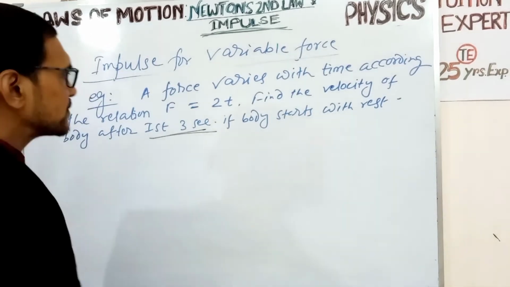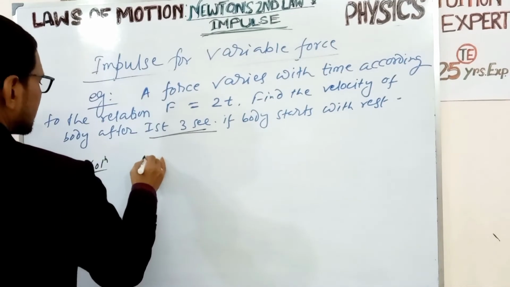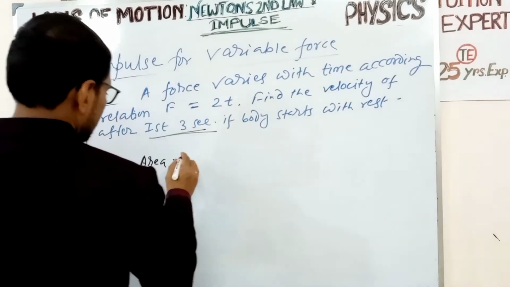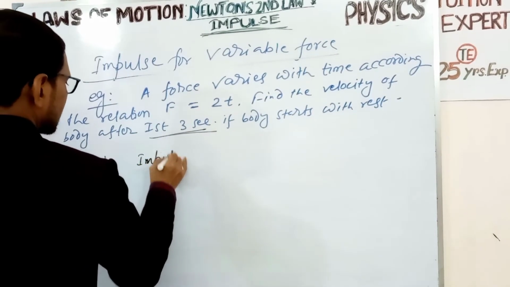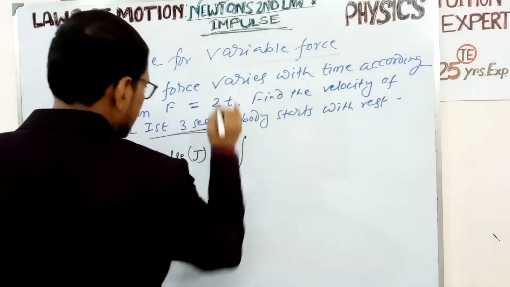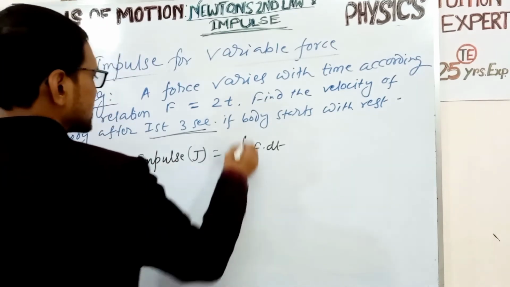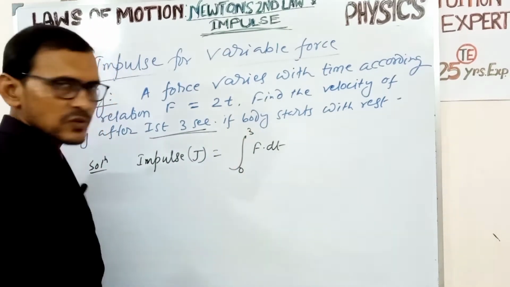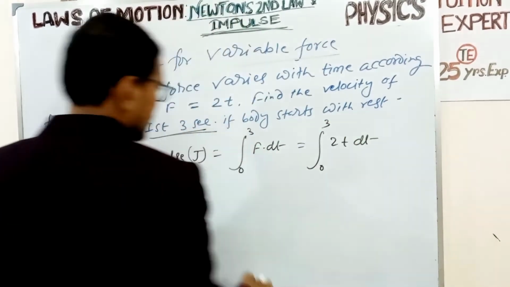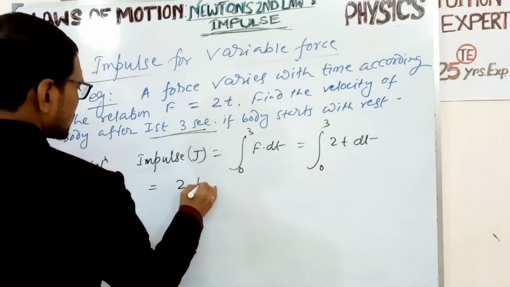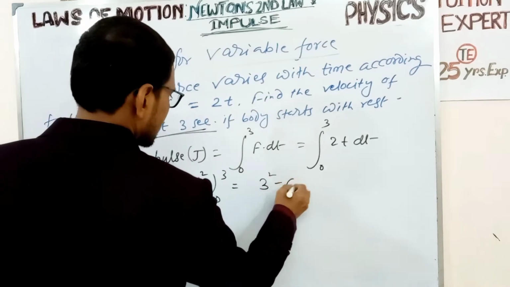So what is the solution? We know the area of the F-t graph is impulse. Solution becomes, we know impulse J equals integration of F dt from t1 to t2; here first 3 seconds means 0 to 3. Here the time interval becomes 0 to 3. So this is 2t dt from 0 to 3. So 2 times the integral of t dt is t square by 2, that is 9.